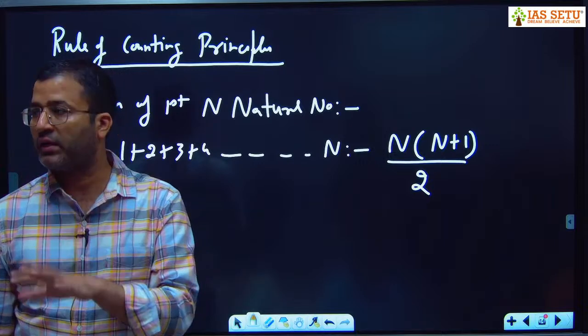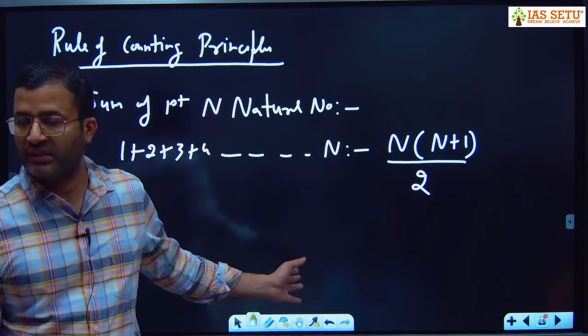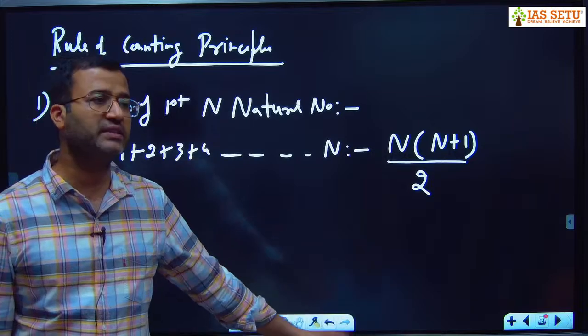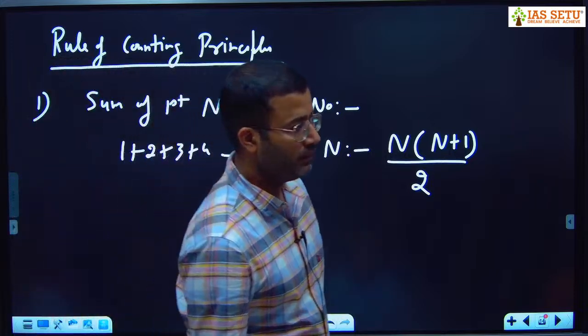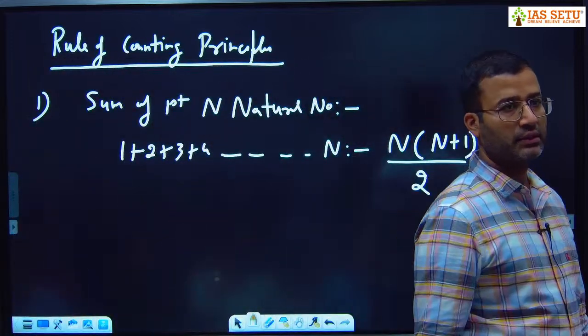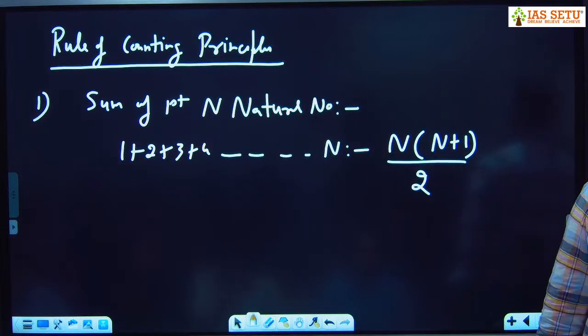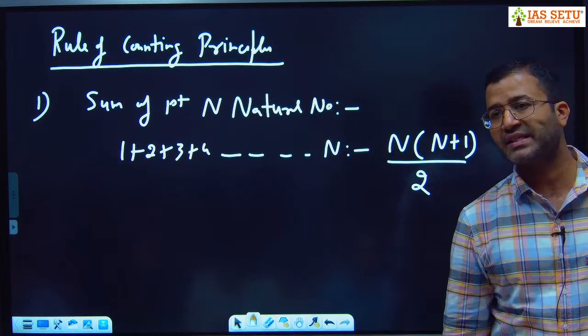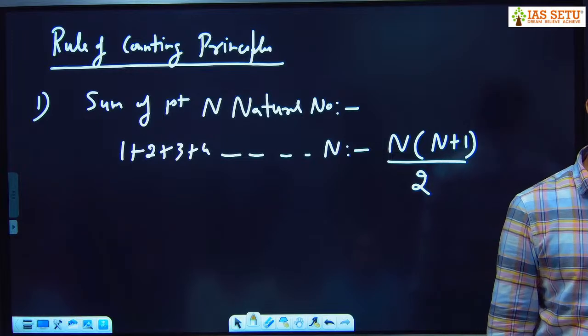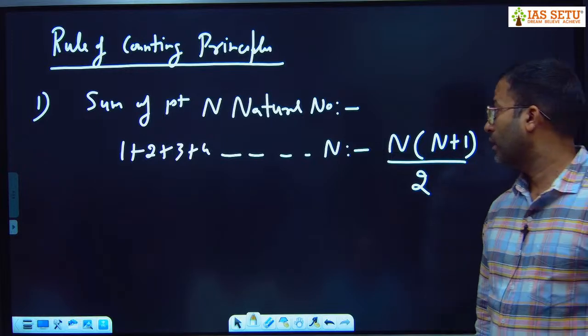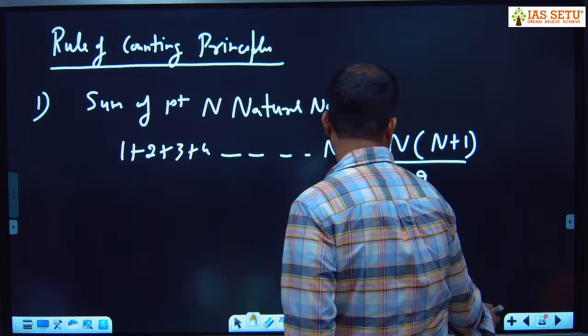We prefer fewer formulas, but we don't even count this one among the formulas. These are very basic things, all of you should know. These are very basic formulas that all of you should know. The sum of the first n natural numbers is n into n plus 1 divided by 2. I will ask you 3-4 questions based on this rule.